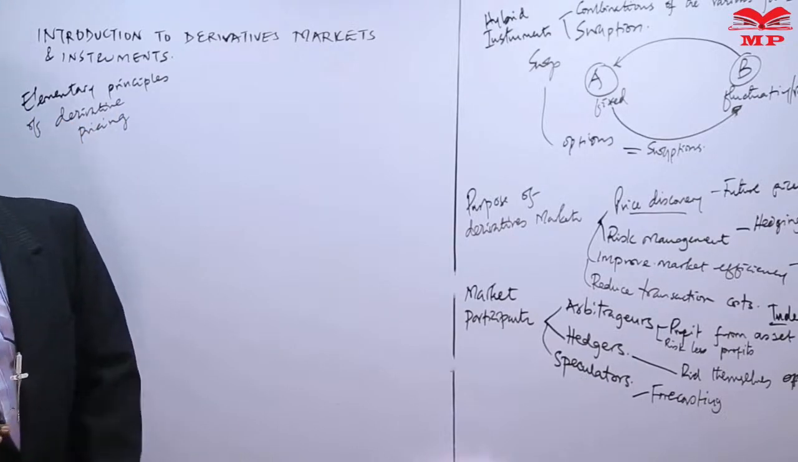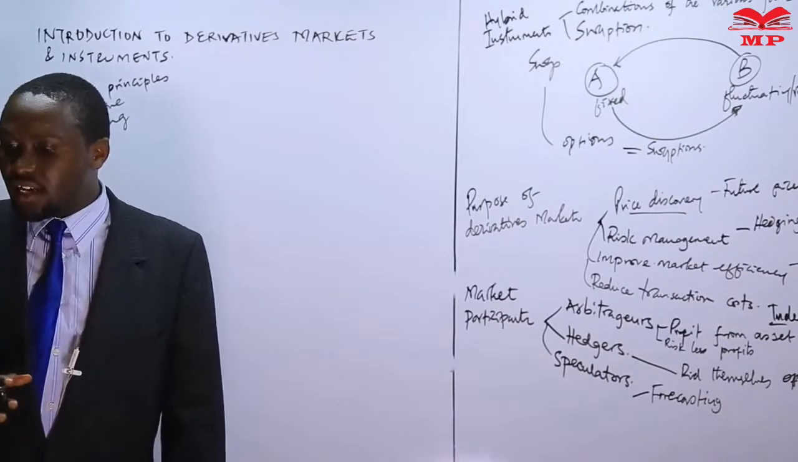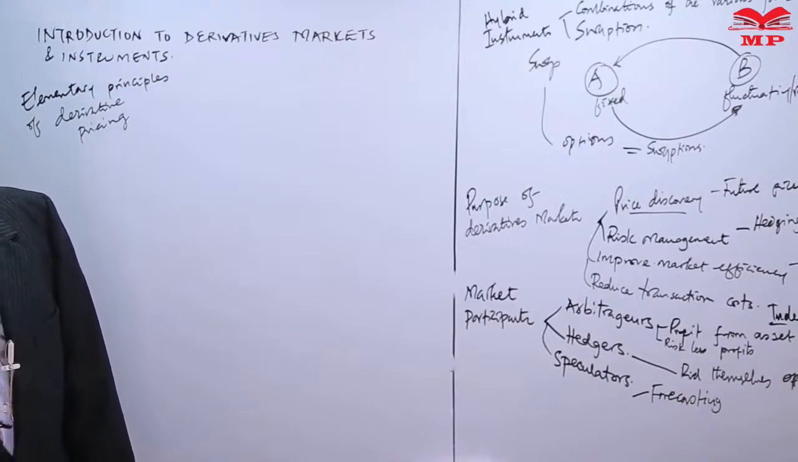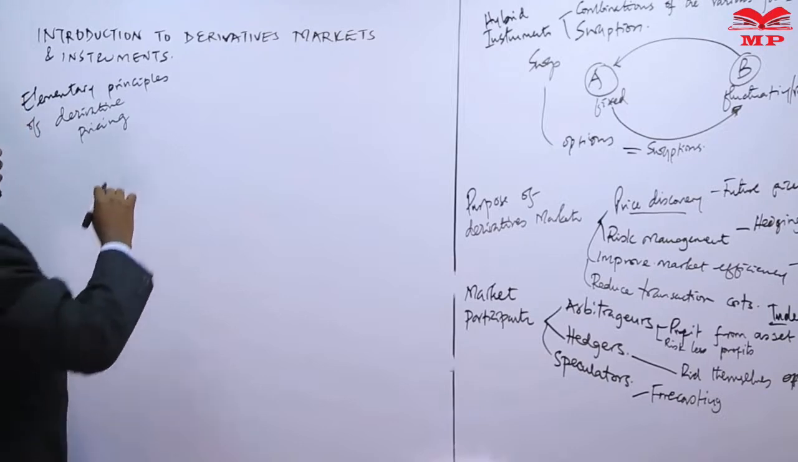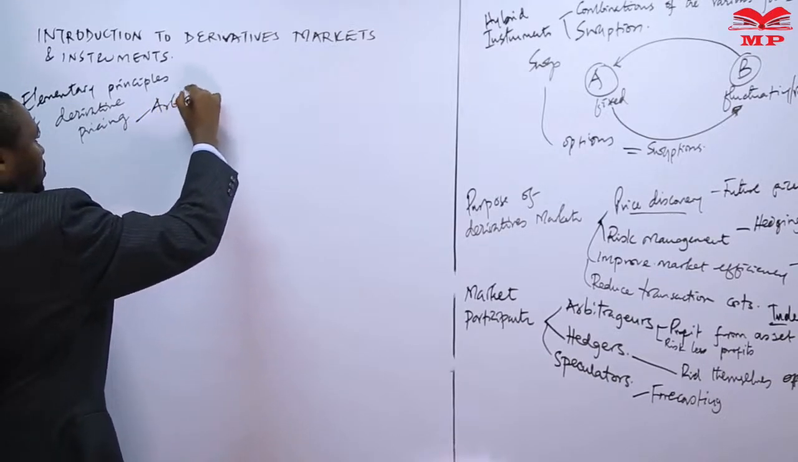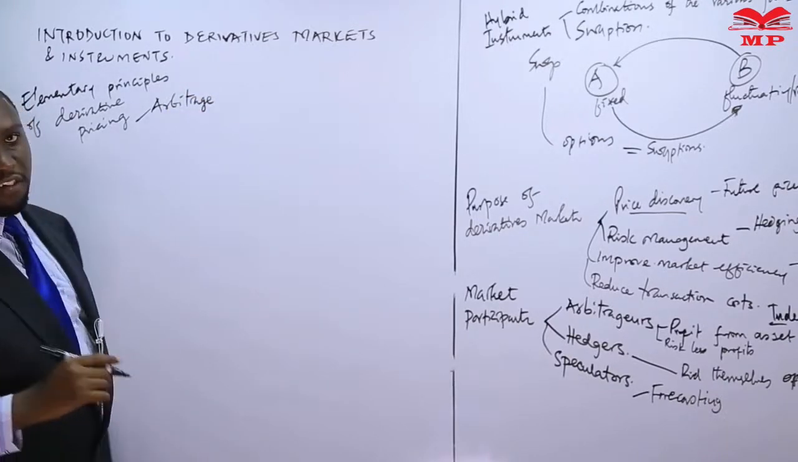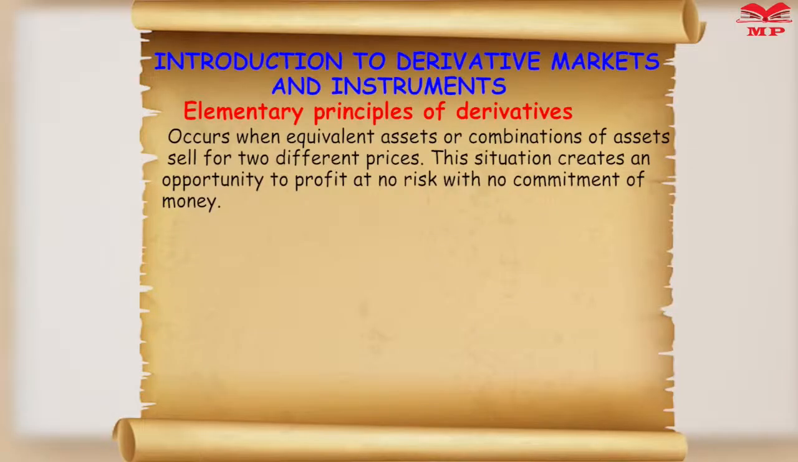Here, we are going to look at a preliminary glance on how derivative contracts are priced. First, we will introduce the concept of arbitrage. From the market participants of arbitrages, we have seen that it occurs when an equivalent asset or a combination of assets sell for two different prices. This situation creates the opportunity to profit at no risk with no commitment of any money.